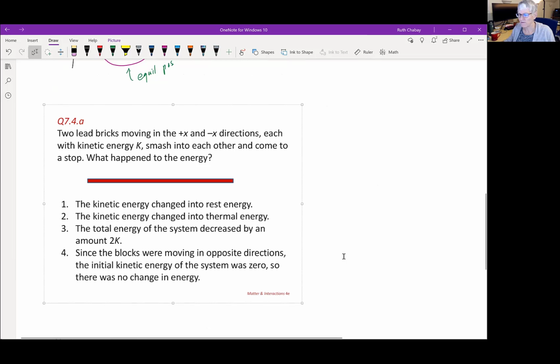So here's a question. We have two lead bricks, one moving in the x direction and one moving in the minus x direction. They each have the same kinetic energy K. They come together, smash into each other, and come to a stop. So what happened to their energy? So the alternatives are the kinetic energy changed into rest energy, the kinetic energy changed into thermal energy, the total kinetic energy of the system decreased by an amount 2K, and since the blocks were moving in opposite directions to start, the initial kinetic energy of the system was 0, so there was no energy change at all. Yeah, so temperature is basically a measure of the energy in a substance.